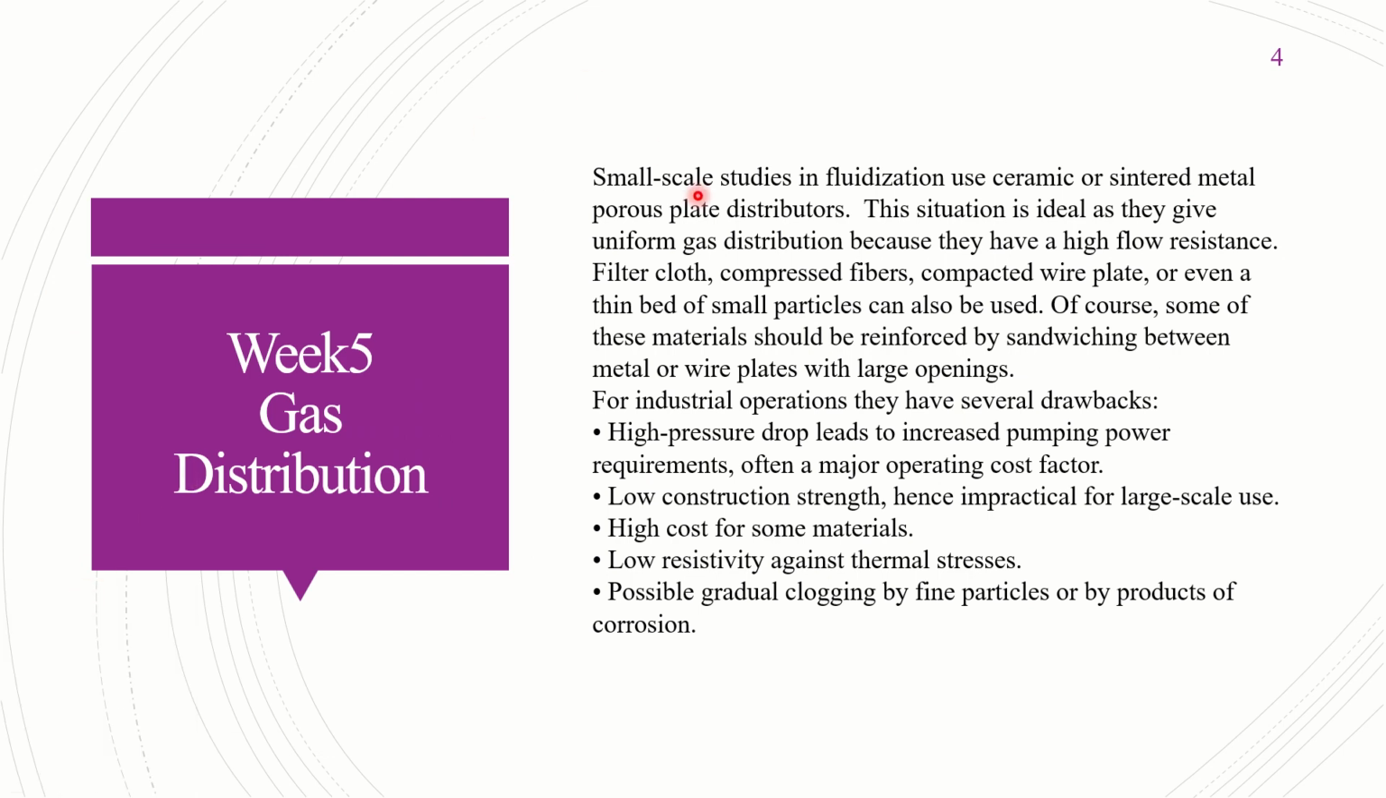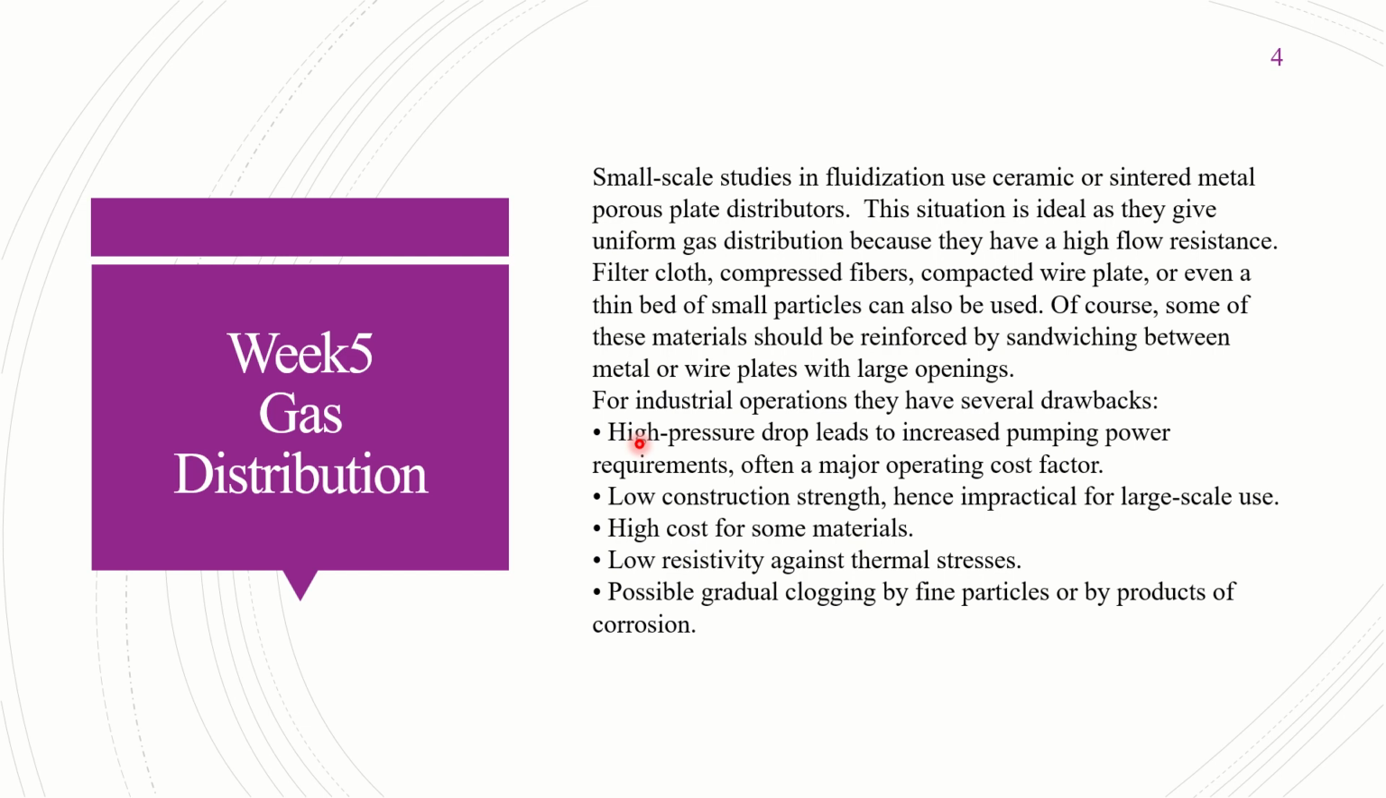So for a small scale setup, it is ideal because we can use them by sandwiching them between plates, in the case of compacted wire plate, compressed fibers and all. But when we are dealing with industry scale operations, it is not efficient to use them. They have several drawbacks when we are using these setups at industrial scales. So what are the drawbacks?